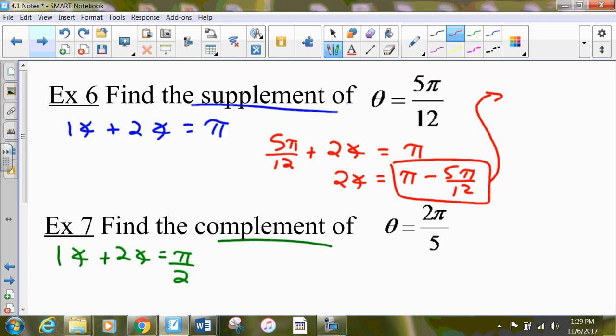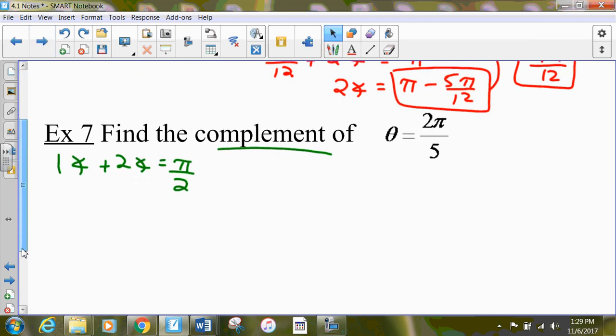All right, I'm going to have to write pi as 12 pi over 12 minus 5 pi over 12, and that gives me 7 pi over 12. So 7 pi over 12 plus 5 pi over 12, yep, that makes sense. That's 12 pi over 12, which is pi. That's its supplement. All right, so let's look at example 7.